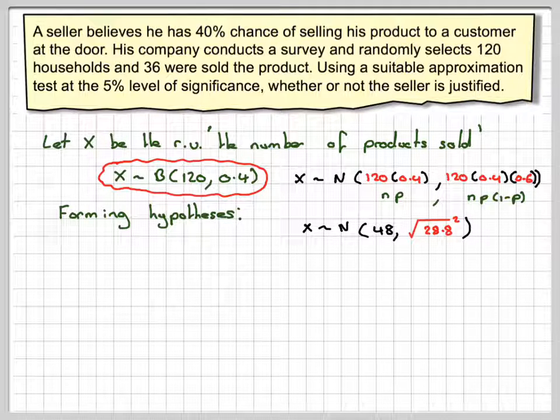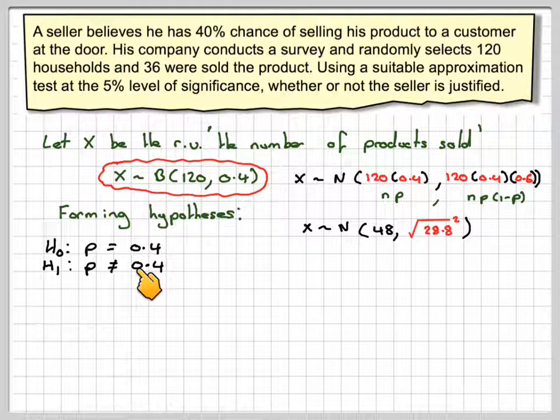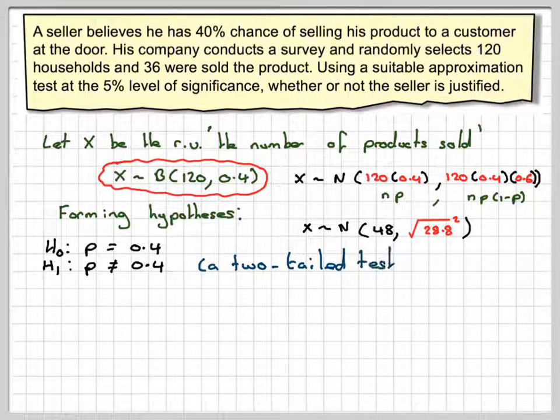So forming the hypotheses, H0: p is equal to 0.4, there's a 40% chance, and H1: p is not equal to 0.4. All we're asked is whether or not the seller is justified. We're not saying less than or more than. So this implies that we're doing a two-tailed test at the 5% level.